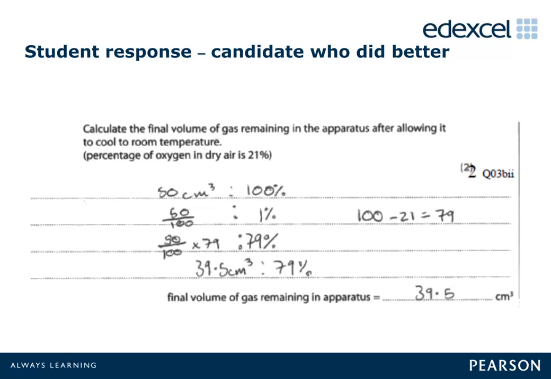This shows an alternative approach to the calculation, for which the candidate scored both marks. The candidate realised that the percentage of gas remaining was 79% of the original volume, and calculating that gave the correct answer. In the mark scheme, it shows that where candidates give the correct answer alone, of 39.5 cubic centimetres, both marks were awarded, even if there was no working shown. Please encourage your candidates to show the method of working.